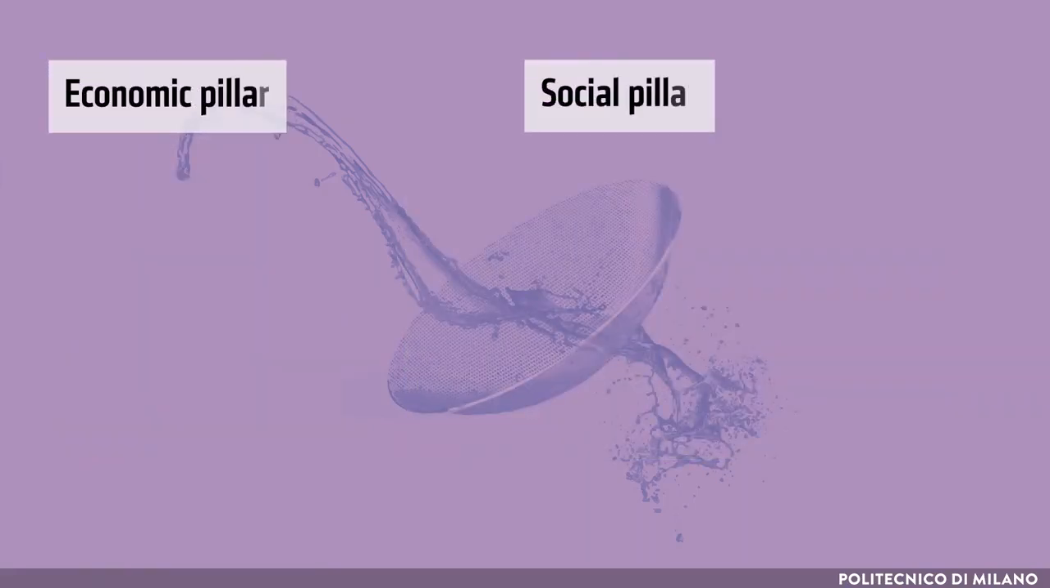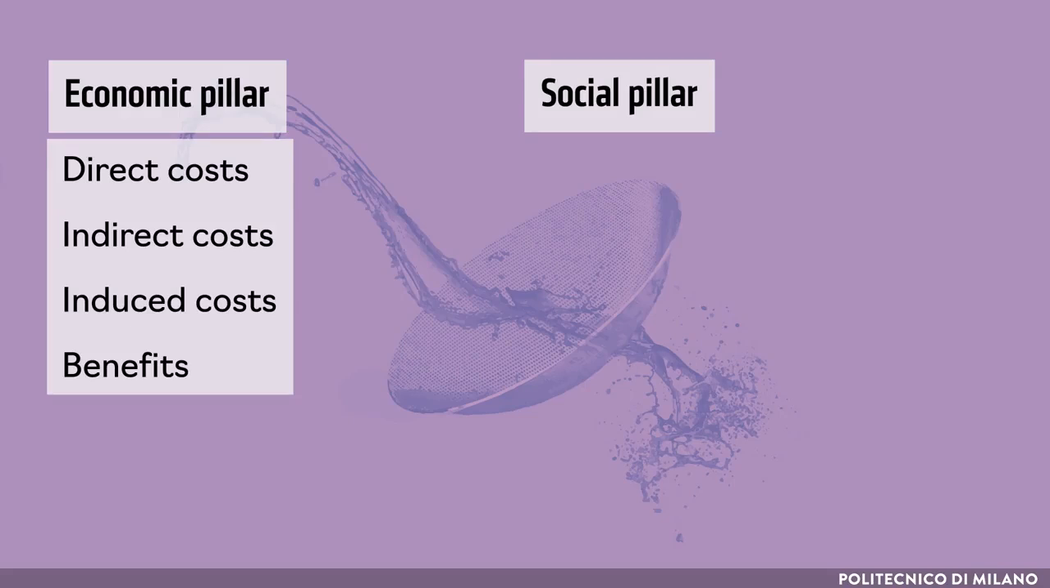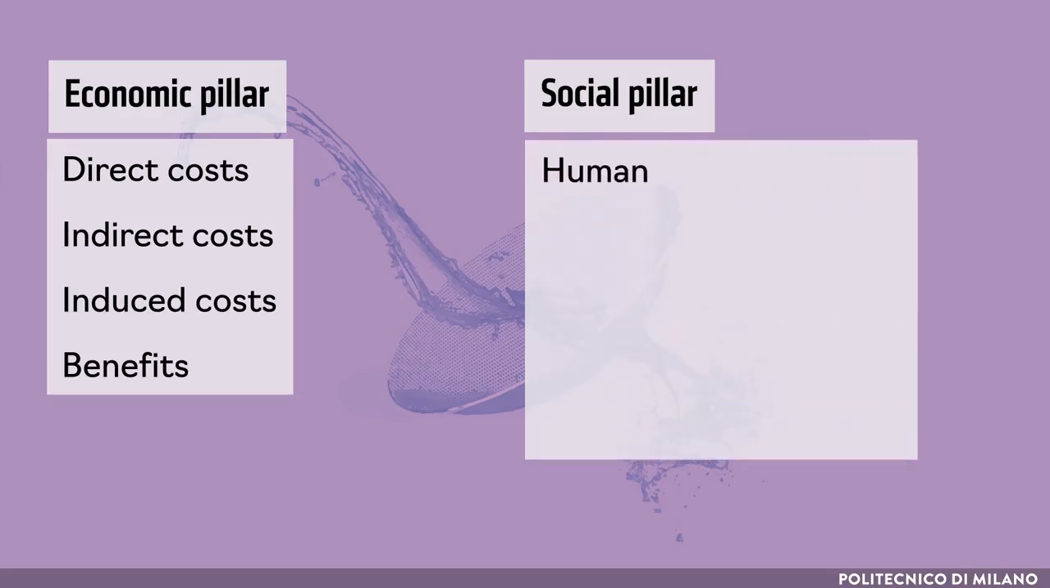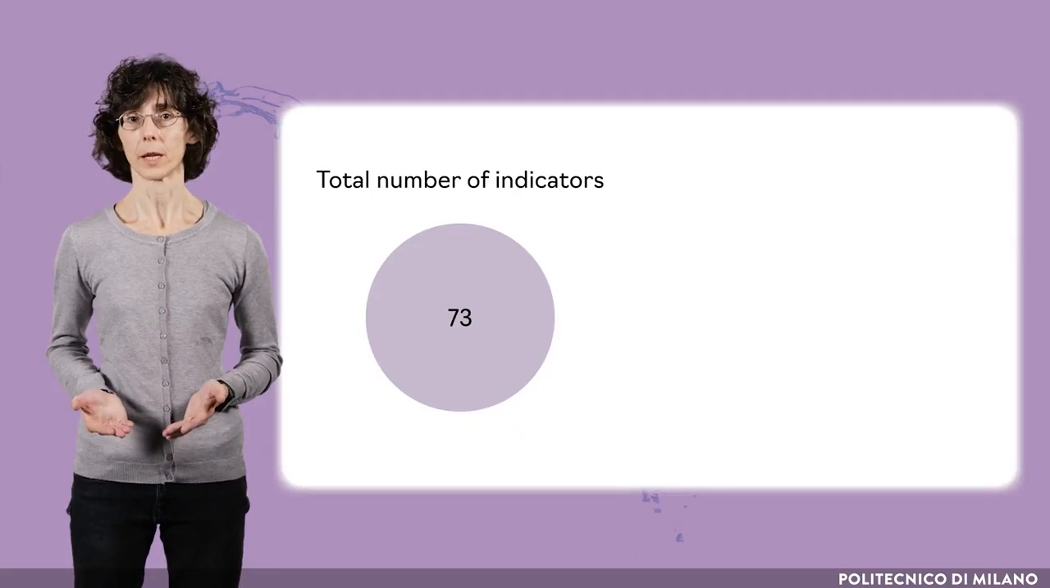Both the economic and the social pillars have 5 impact categories to account for, including direct, indirect, and induced economic costs and benefits for the economic pillar, and human health and safety, ethics and equity, and community involvement for the social pillar. The overall number of indicators to be evaluated for the 3 pillars is 73.